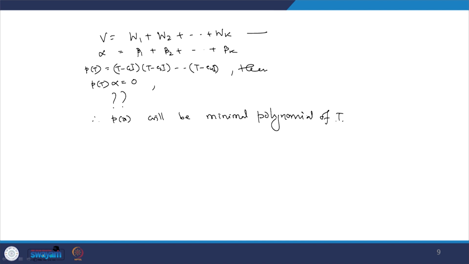So, I hope you have understood the definition of the annihilating polynomial and the concept of minimal polynomials, and the relation between the roots of the minimal polynomial and the characteristic polynomial. If an operator is defined over a finite dimensional vector space and has c1, c2, ..., ck as distinct eigenvalues, then its minimal polynomial is basically the product of linear factors (x minus c1), (x minus c2), ..., (x minus ck).